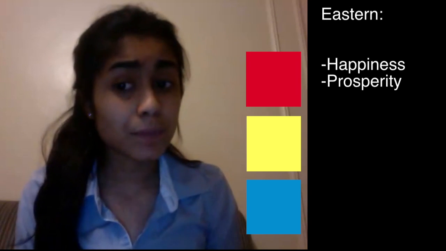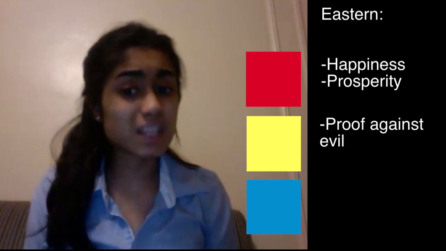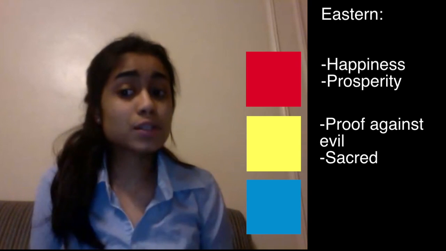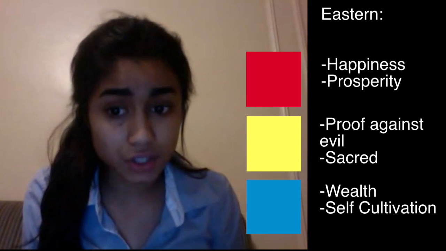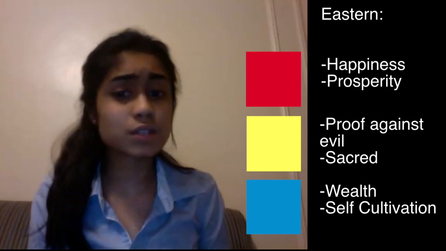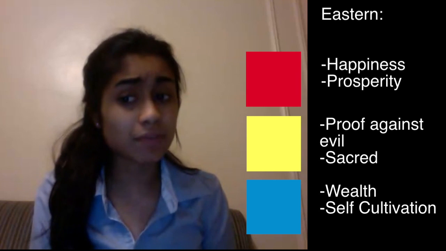So at first glance, the three colors that stand out the most on the Singapore Pizza Hut website are yellow, red, and blue. Now to the eastern side of the world, red symbolizes happiness and prosperity, while yellow symbolizes proof against evil or something sacred, and blue symbolizes wealth and self-cultivation. All these associations are positive or happy feelings.